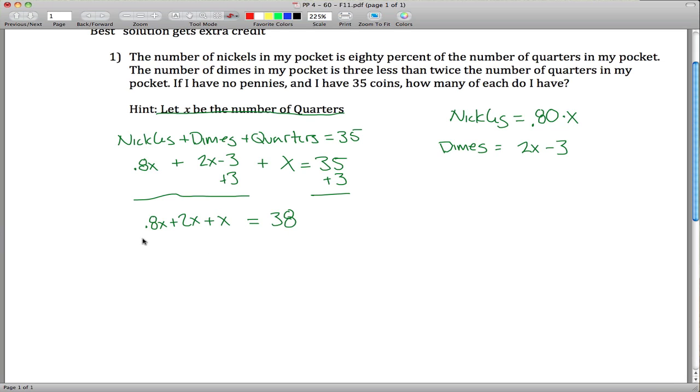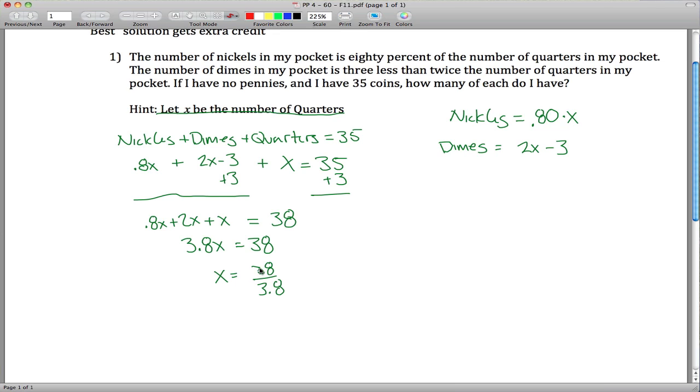And then if you combine all these x's over here, 2x and another x is 3x, and another 0.8x is 3.8x is equal to 38. And now I guess finally we should divide both sides by 3.8. You might already be able to see what x is equal to, but in case you can't, we'll say x is equal to 38 over 3.8.